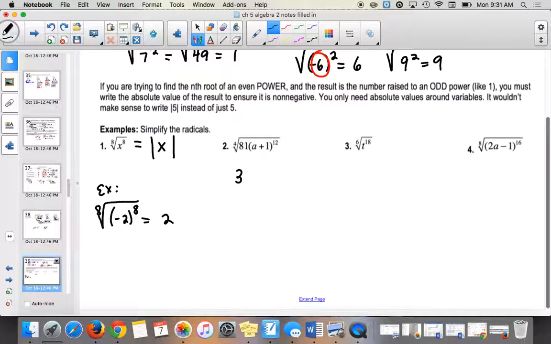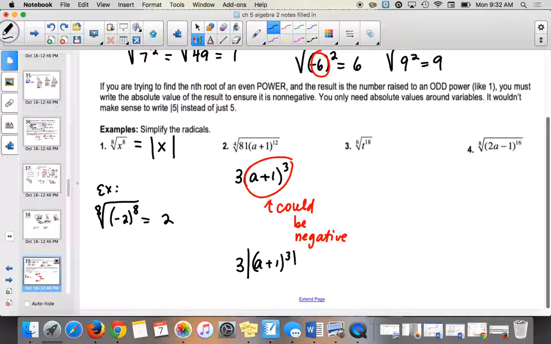What about the 4th root of (a plus 1) to the 12th? A plus 1 to what power? 3. All right, so we had an even root again. Depending on what a is, let's say a was negative 5. Negative 5 plus 1 raised to the 3, is that positive or negative? It would be negative, right? We don't want negatives out. We always want positives if we're taking an even root. So this could be negative. Because of that, we put absolute values around it. So we do 3 and then the absolute value of (a plus 1) cubed.